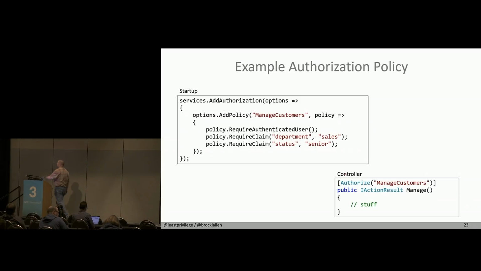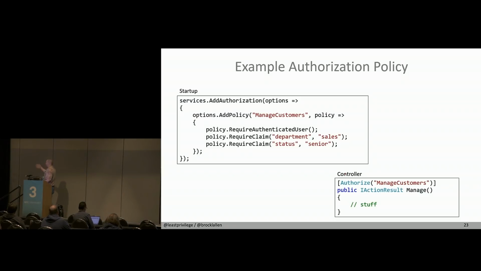Well, that's what the code in the top left is. The code in the top left is basically creating a policy. So we're adding the authorization services to DI. We are creating a policy called ManageCustomers, and a policy is a list of requirements. The requirements are things that the user has to satisfy for the entire policy. So there are 3 requirements, and the user has to satisfy all 3.